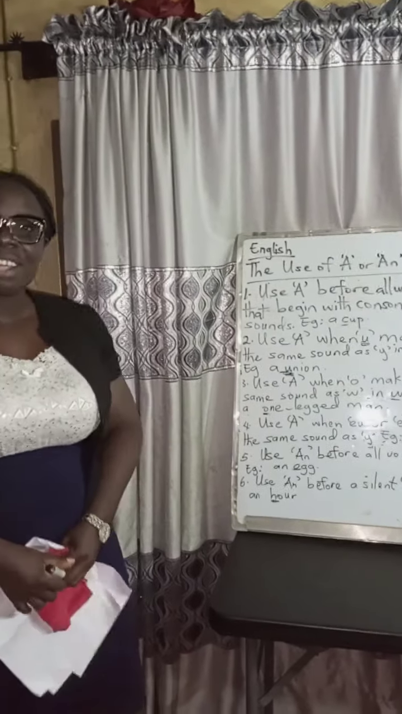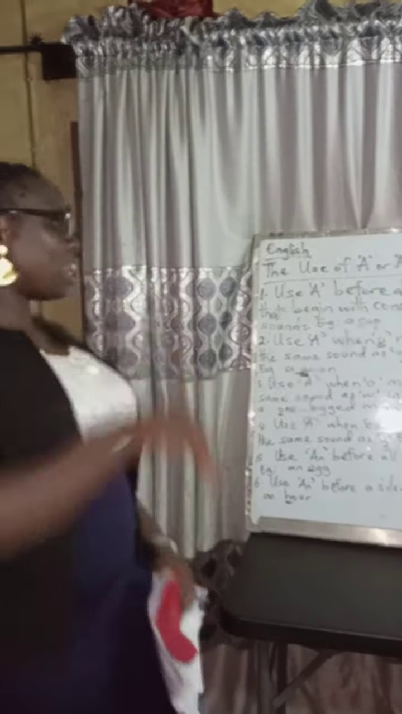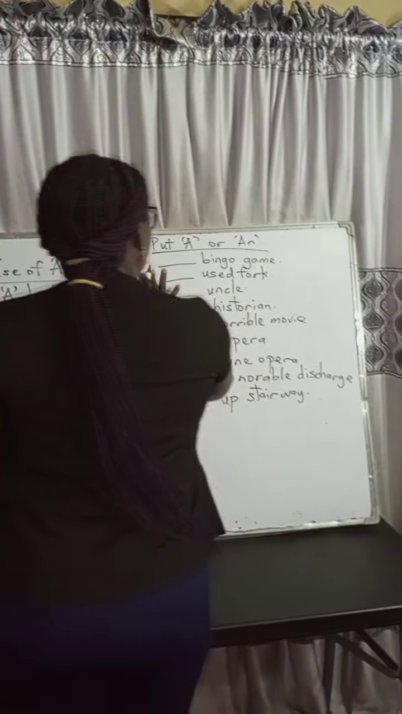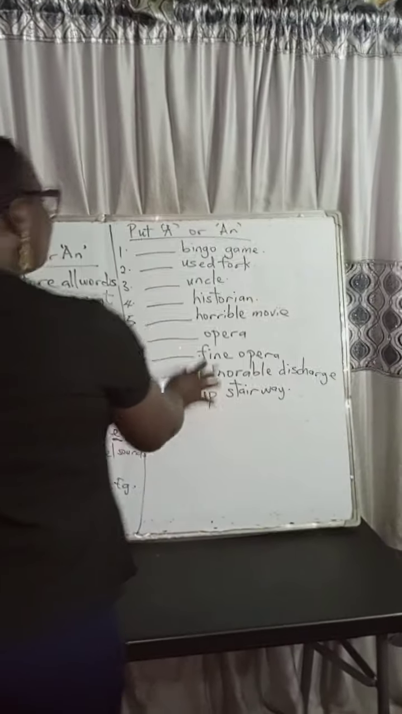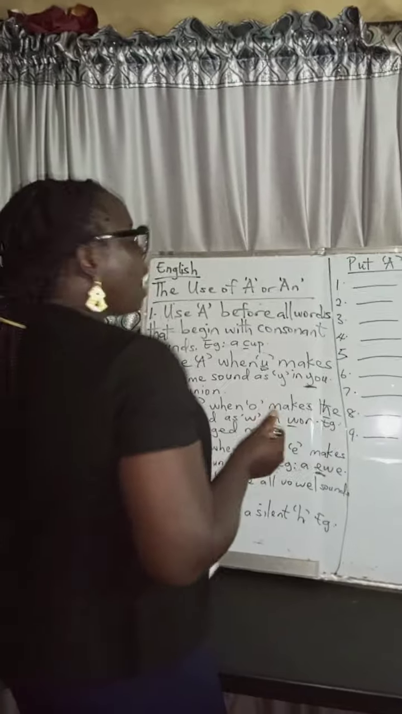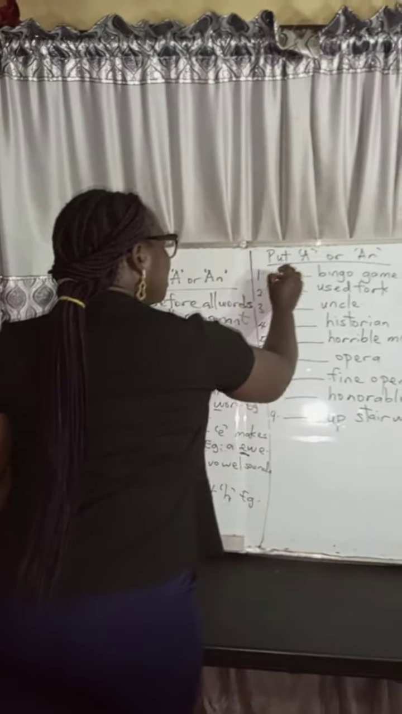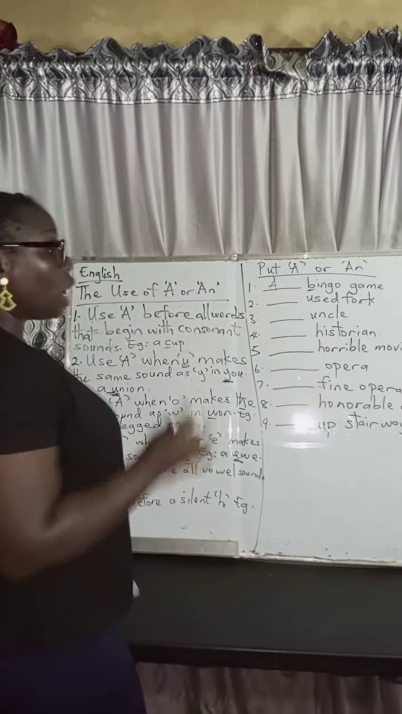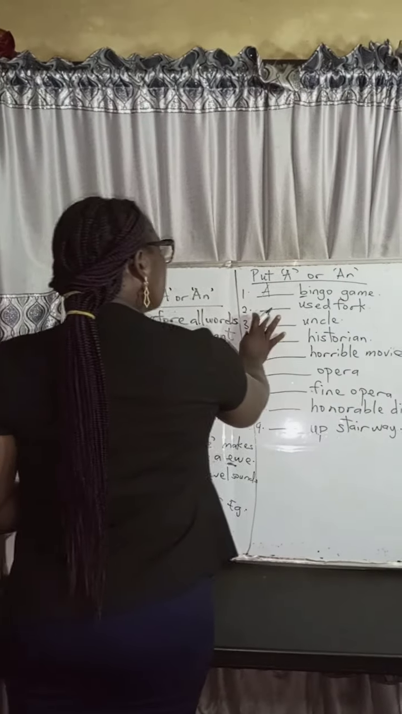Is that okay? All right, we are going to do some guided practices now. We'll do it together. Now let's come here. Put A or an in these spaces. The first one, bingo game. What do you think? Very good. A bingo game, because this B sound is a consonant sound.